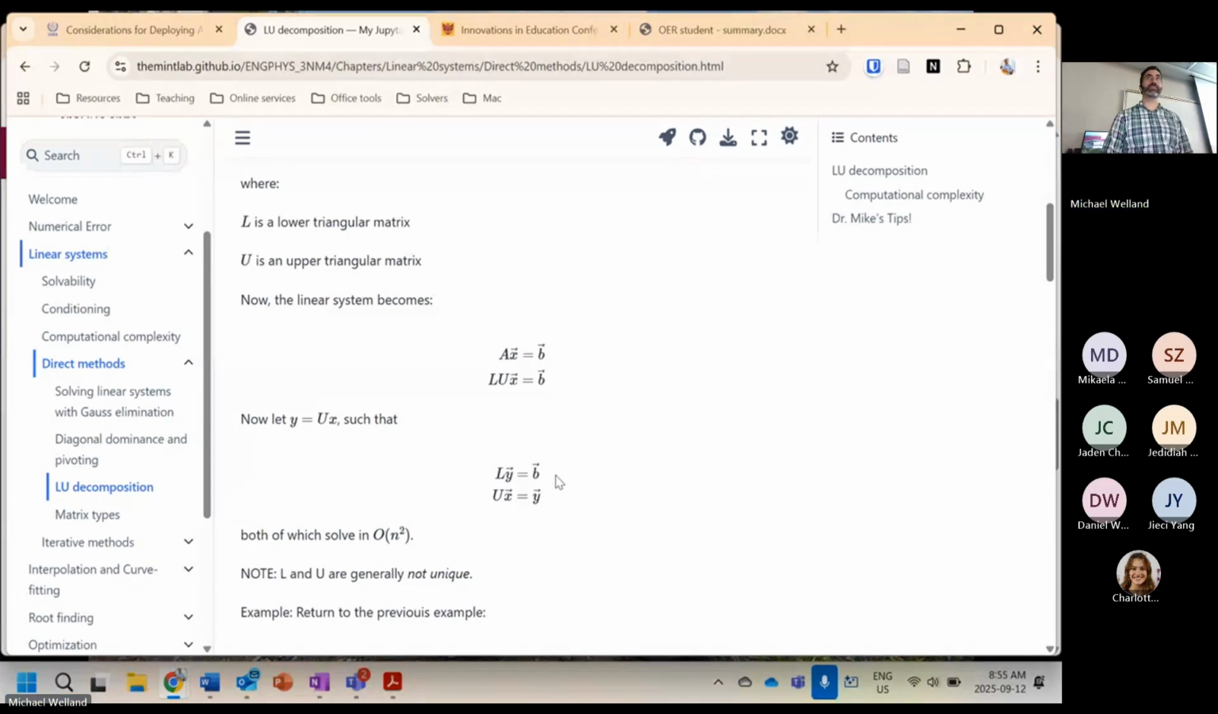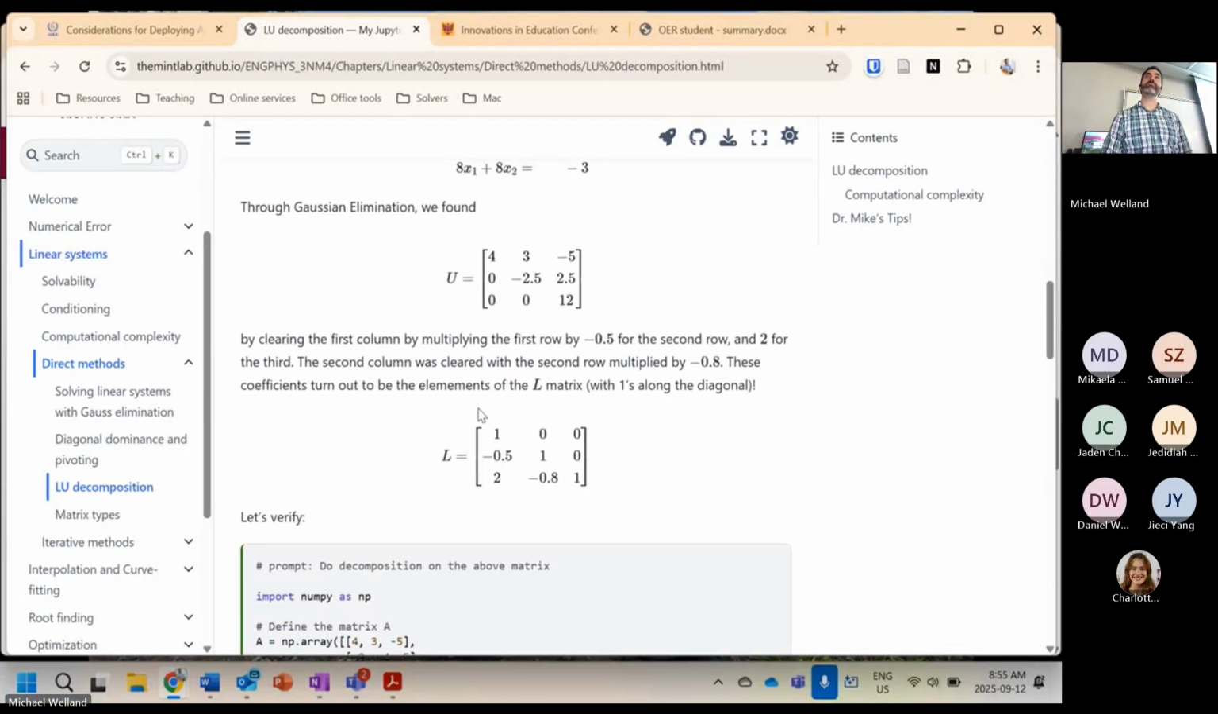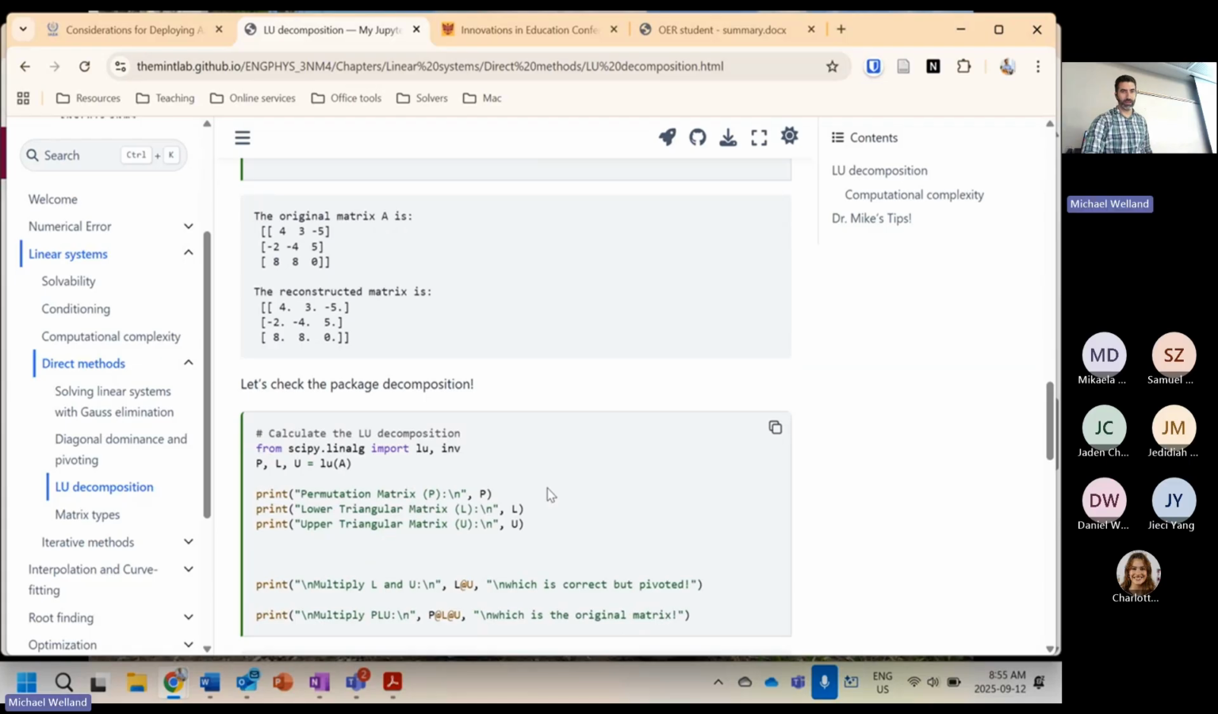Correct. When I said you take the first equation, the pivot equation, multiply by negative 0.5, right? That negative 0.5, that constant, becomes this element in your lower triangular matrix. And then for the next row, we had to do 2. And then to eliminate the last column there, we had to do negative 0.8. Anybody else? Okay.